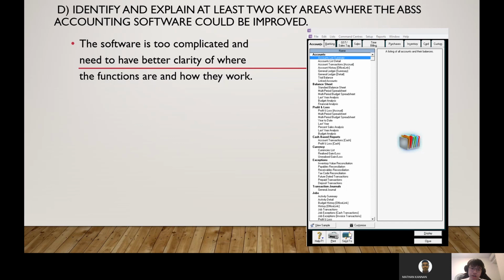And because we were new to the software, we didn't know how and where we can find these functions quickly, which could be a difficulty for people who want to use this software for the first time.